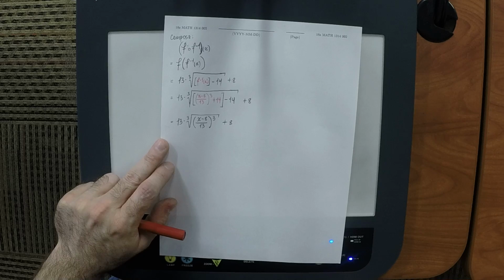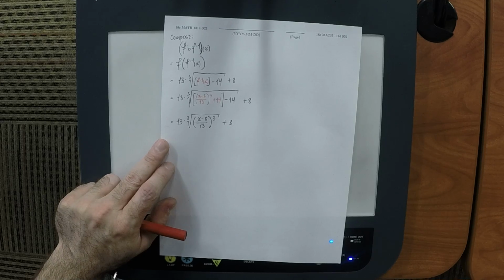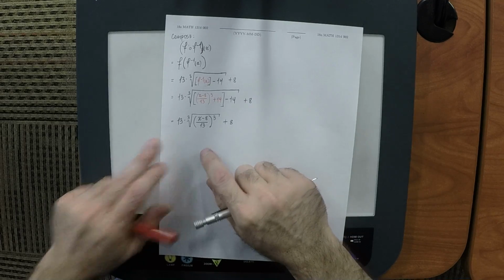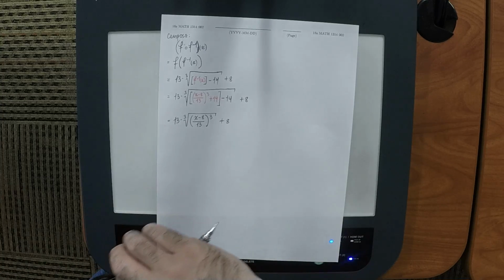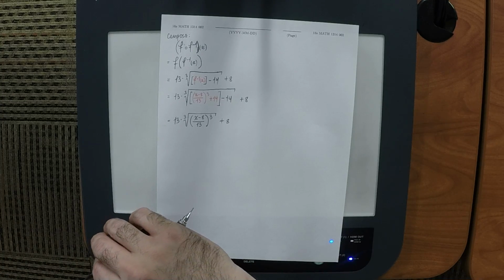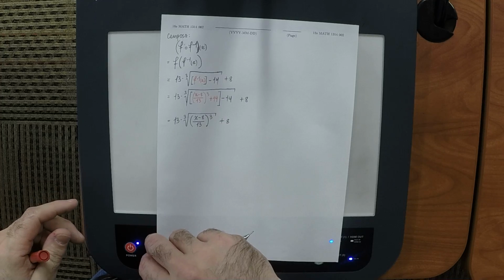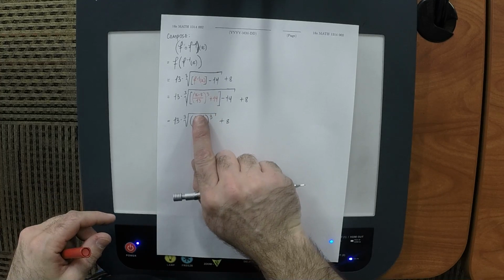Okay, so the 14s cancel. Now what? Not yet. They're too far apart. I mean, I agree that eventually they will, but they're too far apart. The cube root and the cube, right?